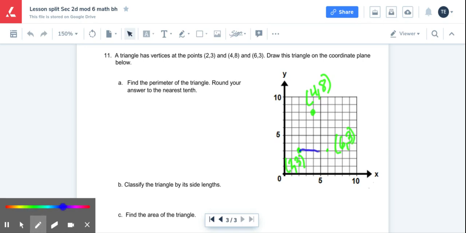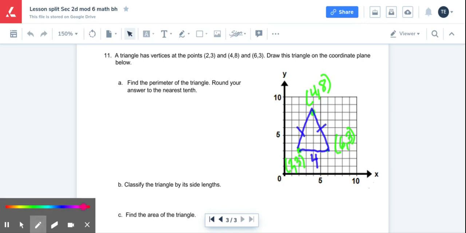Well, the base is easy because it's horizontal. So I'm just going, how far is it from 2 to 6? It is 4. And I pay attention to what kind of triangle I have to make my life easier. I see that this is going over 2 and up 5, and this one's going down 5 over 2. So I know that I'm dealing with an isosceles triangle. So I really just have to find one of those sides. That's going to make my life a lot easier.